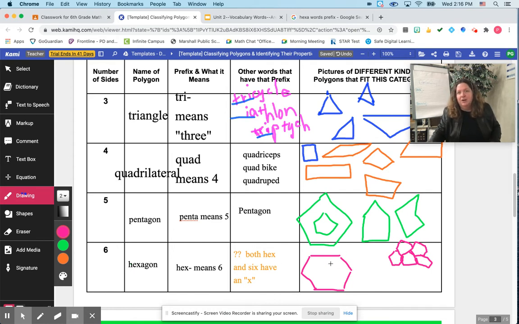Now, remember that it doesn't have to have a regular 6 sides. It could be 1, 2, 3, 4, 5, 6. There's a hexagon. Now, it's an irregular hexagon, but it has 6 sides, so it's classified as a hexagon. So remember, and this is so important in all of these, that it doesn't have to look like a regular one of that kind of polygon in order to still be that kind of polygon.